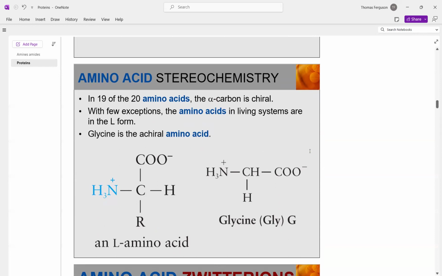Okay, so I already mentioned the alpha carbon is chiral. So that means everything can exist as a D and L except glycine. They call it an achiral amino acid.